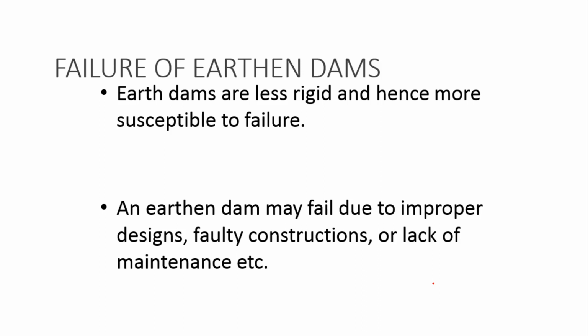Earthen dams may fail due to improper designs, faulty constructions, or lack of maintenance, etc. Generally, what will happen if the design is not correct, or the construction is not correct, or there is lack of maintenance? Because here we are not having any galleries. Generally, what we will do is provide rocks: first layer, second layer, third layer, fourth layer, like this. Due to this, maintenance will be somewhat less. Due to this less maintenance, earthen dams may have chances of failure.